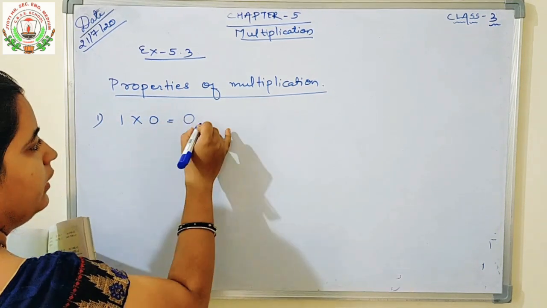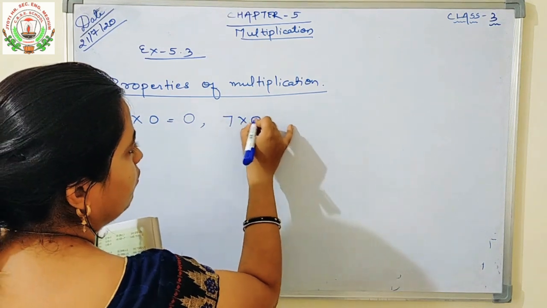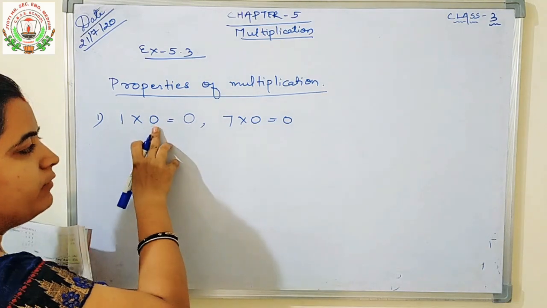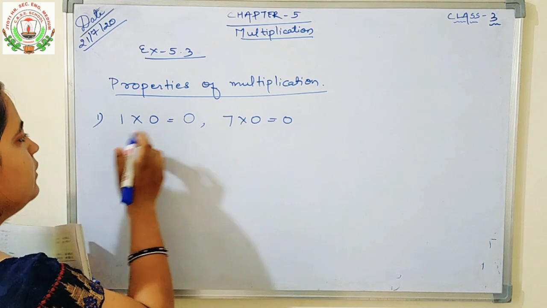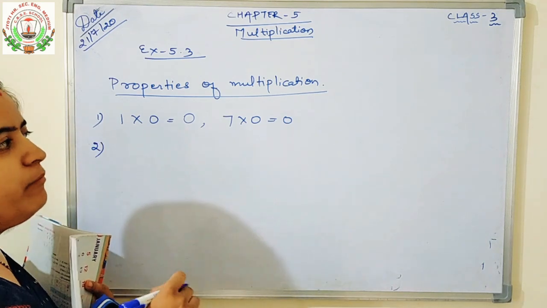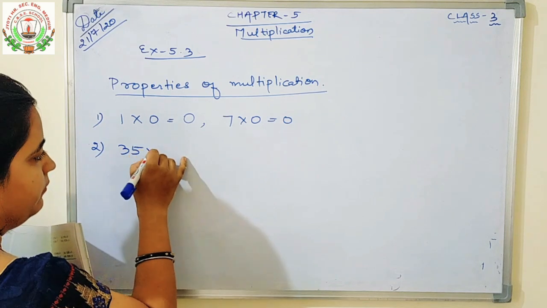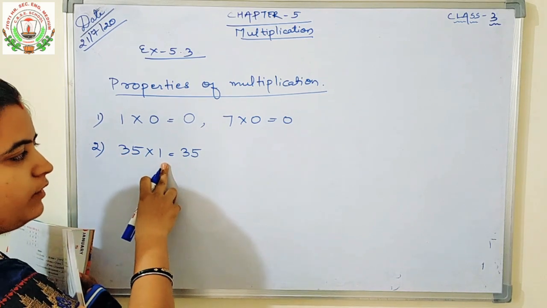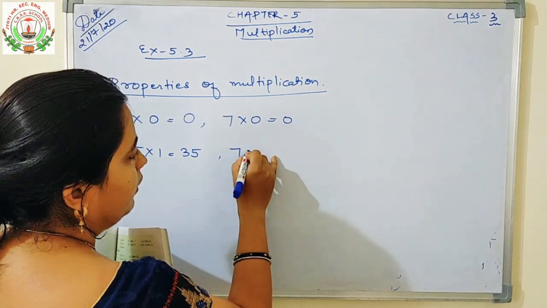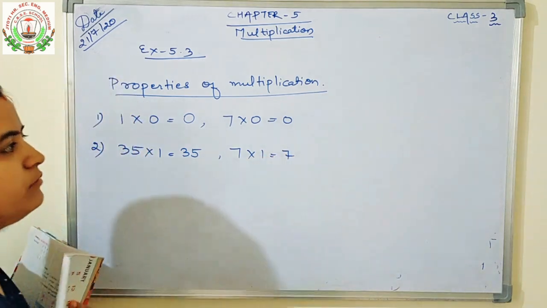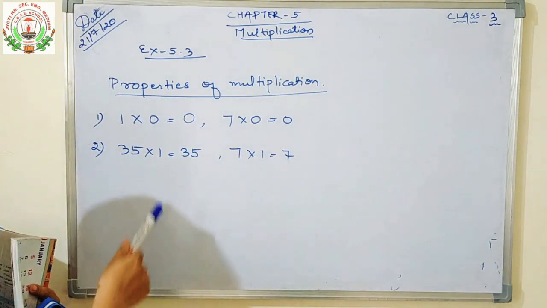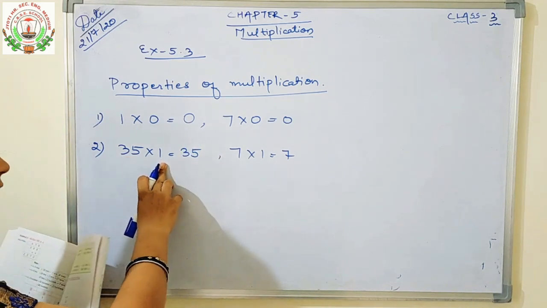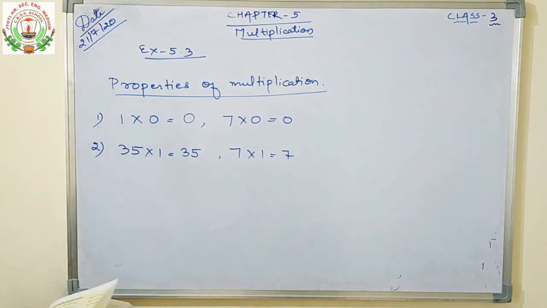answer as 0. Any number, 1 into 0, 7 into 0 is equals to 0. So first property is that only whenever any number is multiplied with 0, we will get the 0 as answer. Number 2 is when we multiply any number with 1, we will get the same number itself as the answer. 35 into 1 will be 35 or 7 into 1 will be 7. Second one is whenever you multiply any number by 1, you will get the same number as the answer.